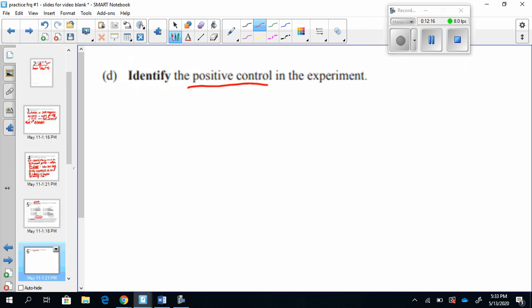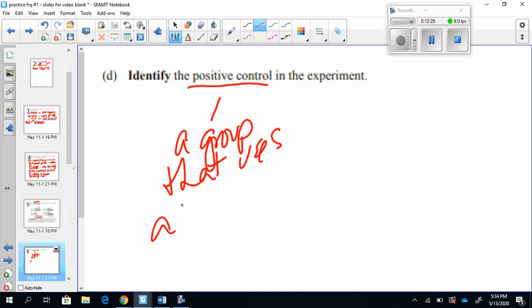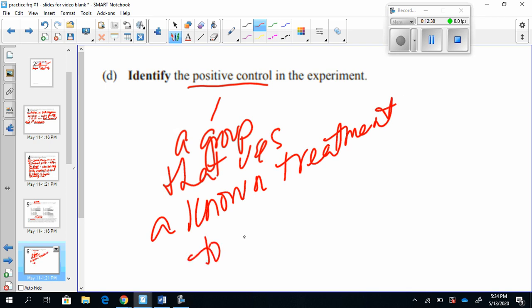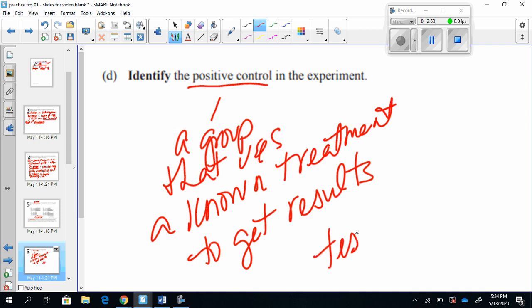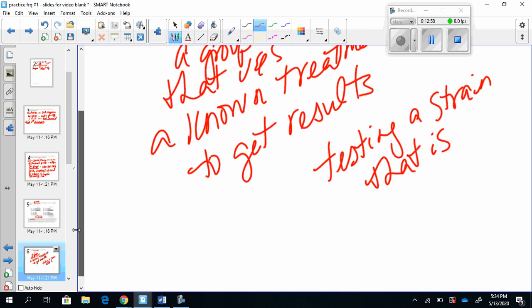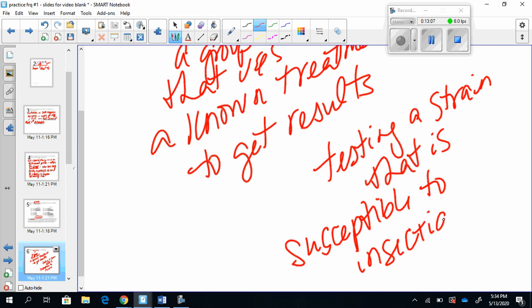All right, identify the positive control. So I'm going to make a whole separate video on what positive versus negative controls are, but a positive control is a group that uses a known treatment to get results. All right, so if you had a negative control, you would expect no different results, but a positive control, you're expecting a result. So they tested a strain that is susceptible to insecticides. So region B is definitely susceptible because it doesn't usually get insecticides, so you know you're going to get a result. So that is your control.